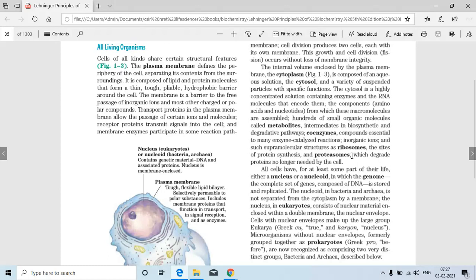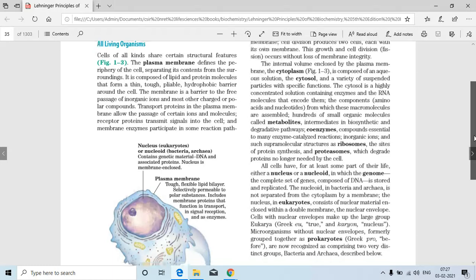Proteasomes are the sites where the proteins are degraded, and metabolites are basically the organic molecules. Coenzymes are the molecules responsible for the participation of enzymes in various pathways within the body. And ribosomes are the places for protein synthesis.